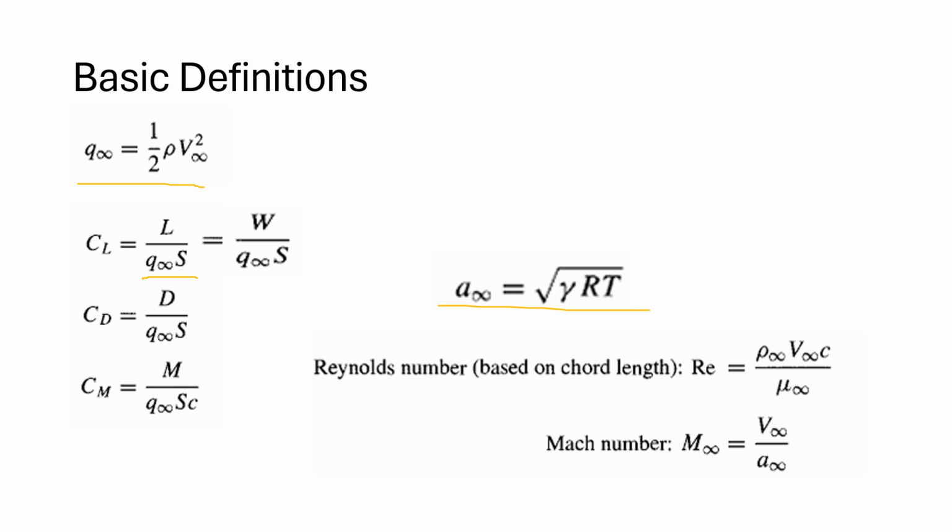The speed of sound is under root gamma RT. This is the speed of sound. You should know what is Reynolds number and what is Mach number.